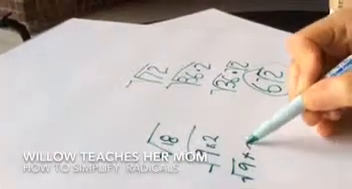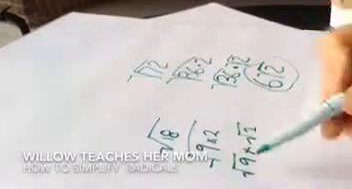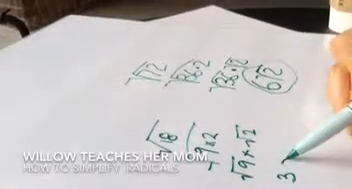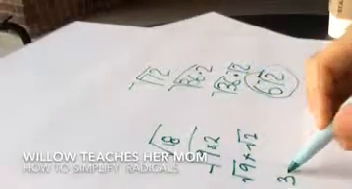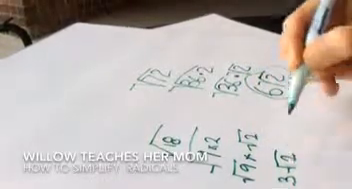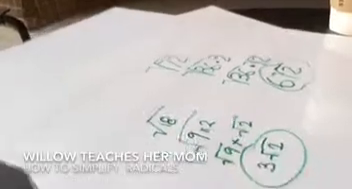Square root of 9 times square root of 2. Square root of 9 is 3, times, oh, I don't need that symbol. Times the square root of 2, which is my answer. Is that right? Yeah, good job.